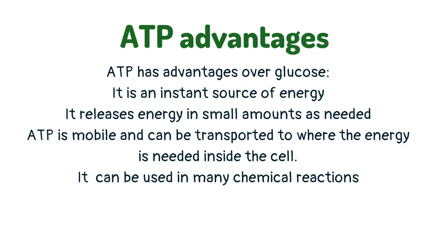ATP has advantages over glucose. It is an instant source of energy. It releases energy in small amounts as needed. ATP is mobile and can be transported to where the energy is needed inside the cell. It can be used in many chemical reactions.